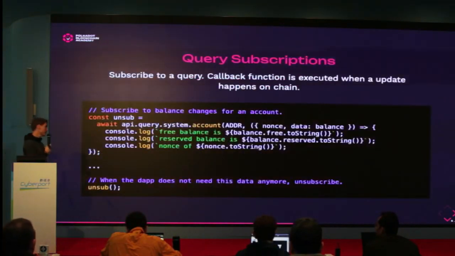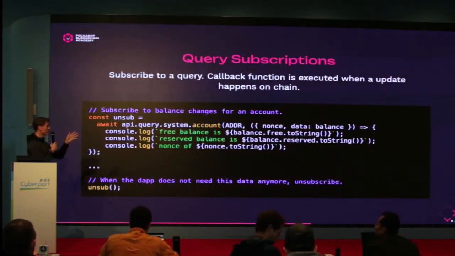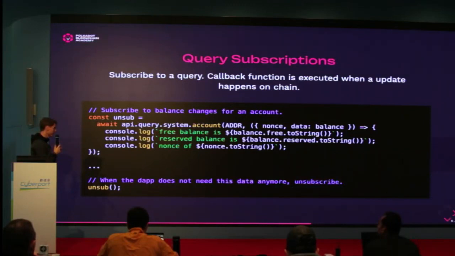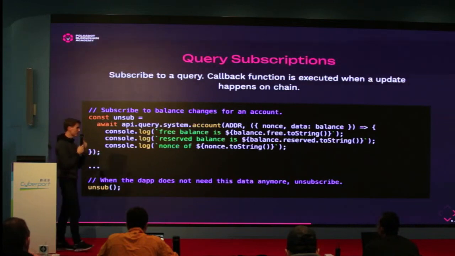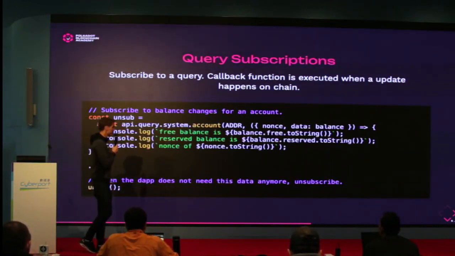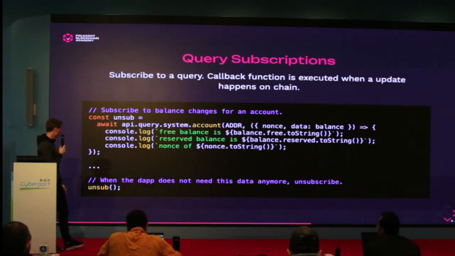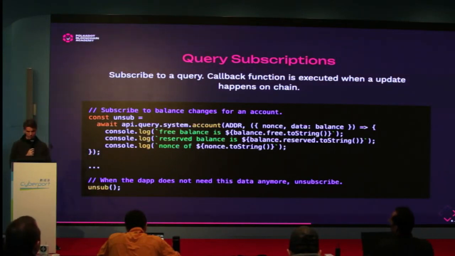Okay, subscriptions, very useful feature. We can subscribe to a query and provide a callback function, which is executed every time an update happens on chain. So here I'm subscribing to system.account of an address, and what is returned is the nonce and the various balances of this account. So every time this changes on chain, our callback function is executed. What is returned here is an unsub object, and when I'm done with my subscription, I can just go ahead and call this. This is a function, so I call this, and then I unsubscribe. So quite important for tidy up.